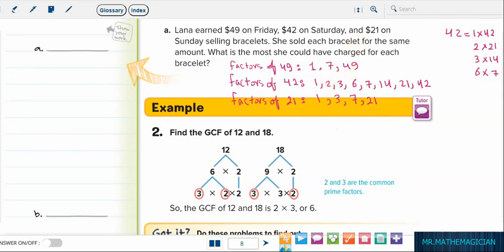Now if you check for the common factor, of course we need the greatest. So the greatest will be 7. 7 is repeated in all factors of 49, 42, and 21, and it is the greatest. So for problem A, we can say that GCF equals 7.